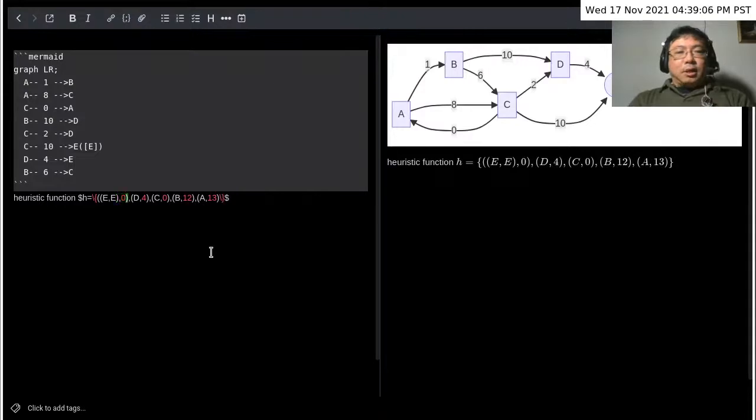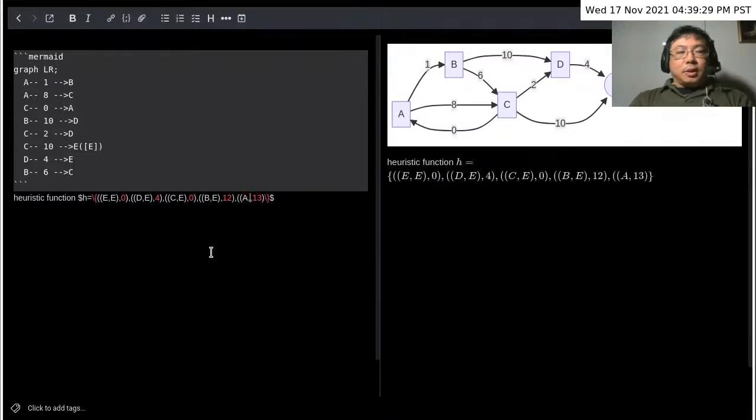So this is the estimate of the length of the shortest path from E to E, and this one is from D to E. Everything is to vertex E because vertex E is our designated destination vertex here. So I'm going to change all of these to use a two-tuple instead of a single vertex, because technically they are two-tuples specifying from which vertex to which vertex.